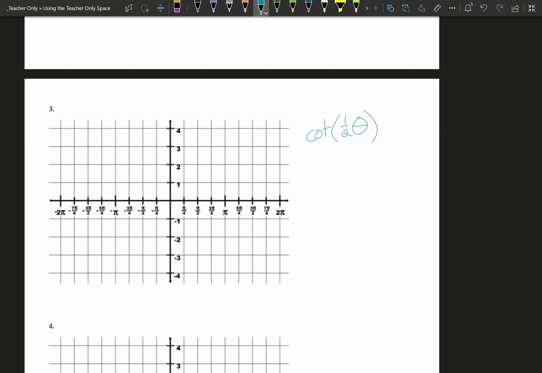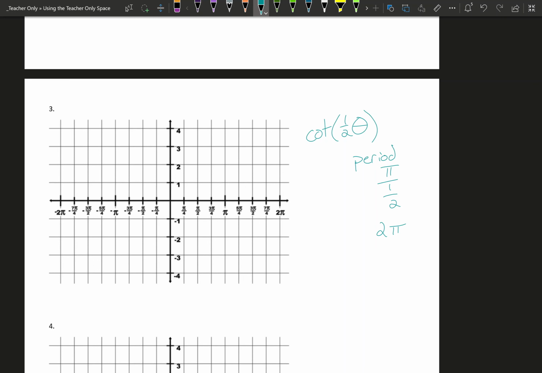Just like with the tangent, the biggest issues that people had were putting the asymptotes and zeros in the wrong spot, mixing up the ones for tangent and cotangent, and then not appropriately implementing the period change. So the period here is going to be pi divided by b. B is 1/2, so the period is going to be 2 pi.